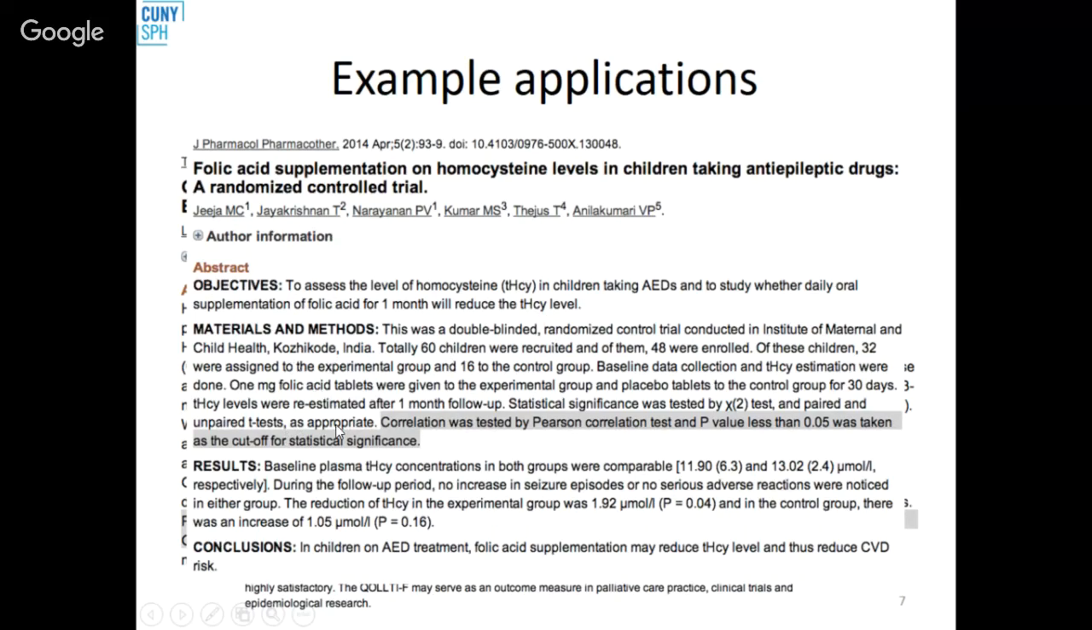Skipping through the materials and methods, the key part of the methods for us here is that correlation was tested by Pearson correlation, and a p-value less than 0.05 was taken as the cutoff for statistical significance. This is a very general materials and methods they gave. They also said statistical significance was tested by chi-squared test, and paired and unpaired t-tests as appropriate. So can't really tell what they used where, but they've done a bunch of different tests. Apparently for 2 categorical variables, 1 categorical and 1 quantitative, and for 2 quantitative variables.